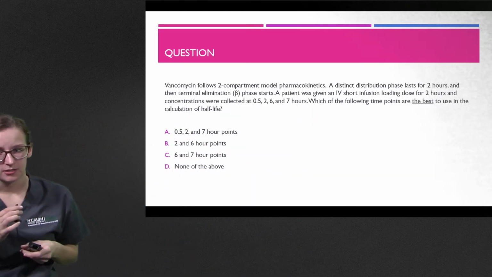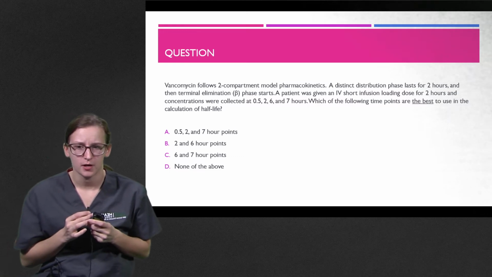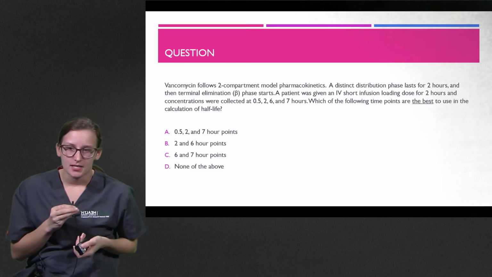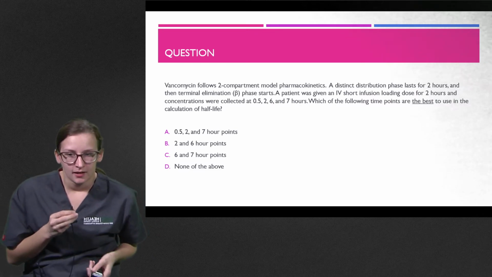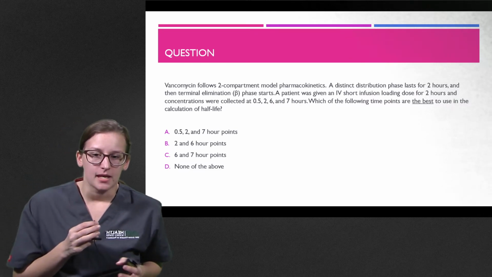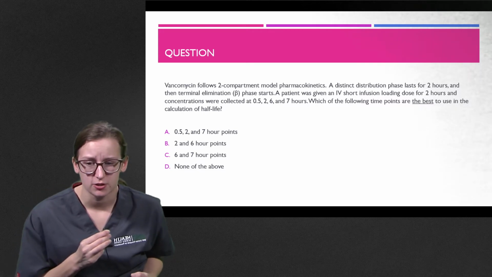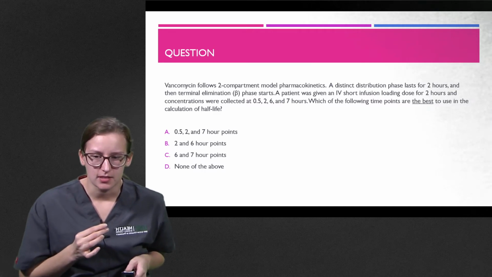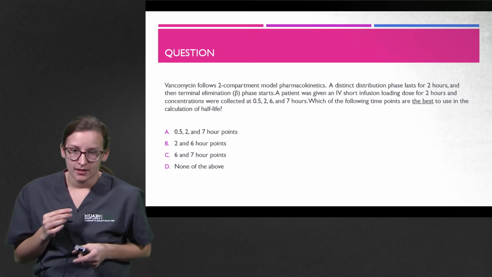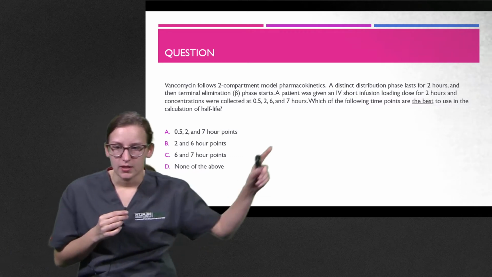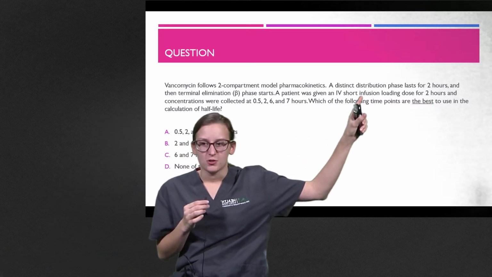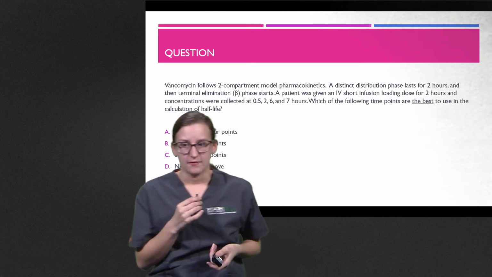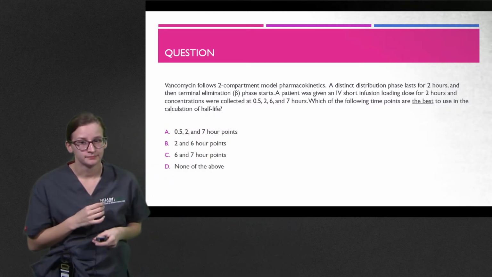All right, so here are some more questions. Vancomycin follows two compartment model kinetics. A distinct distribution phase lasts for 2 hours, and then terminal elimination starts. Then a patient was given a loading dose for 2 hours, and concentrations were collected at 0.5, 2, 6, and 7. Which of the following are the best to use in the calculation of half-life? And whenever I say loading dose, that means a short infusion. So we basically administered it as rapidly as possible. We weren't trying to draw it out. We're giving them a bolus in a way is what I'm trying to say.